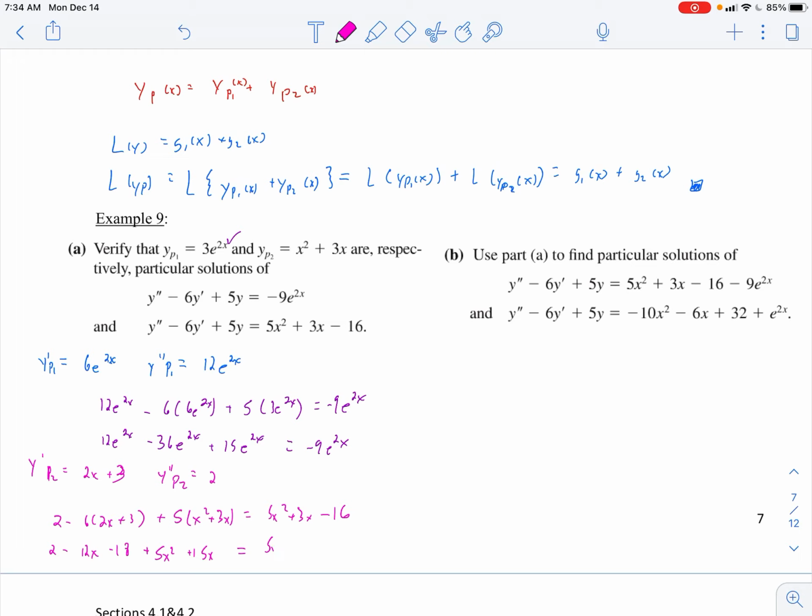We're going to be left with 5x squared plus 3x minus 16. Alright, so yes, they turn out to both be solutions to this differential equation. And notice that the differential equation on the left-hand side is the same. So since they both are equal to the same linear differential equation, this is g1 of x, that's g2 of x. If we combine those two, so 5x squared plus 3x minus 9e to the 2x, so we combine g sub 1 and g sub 2.